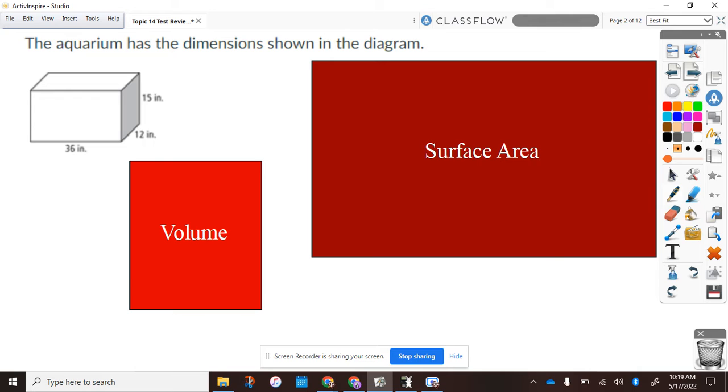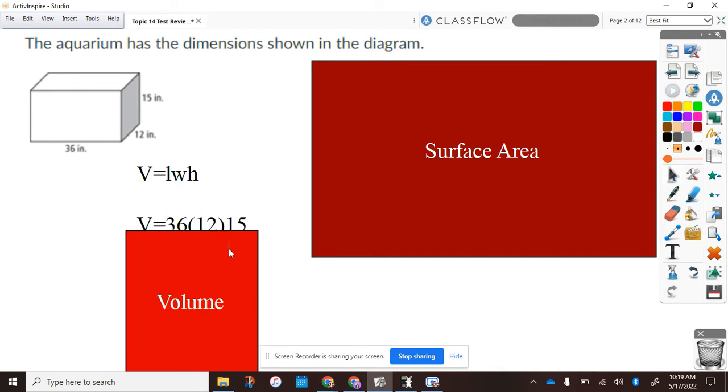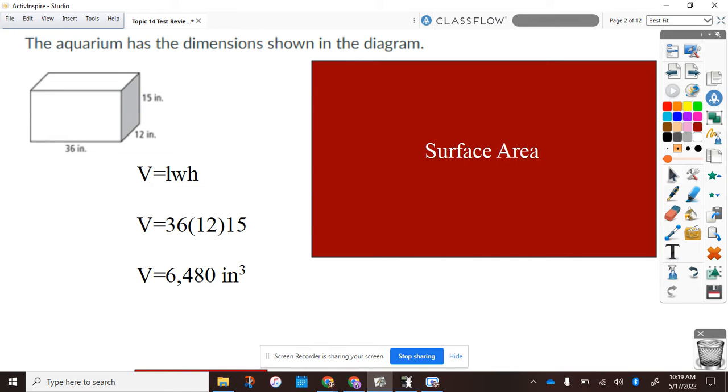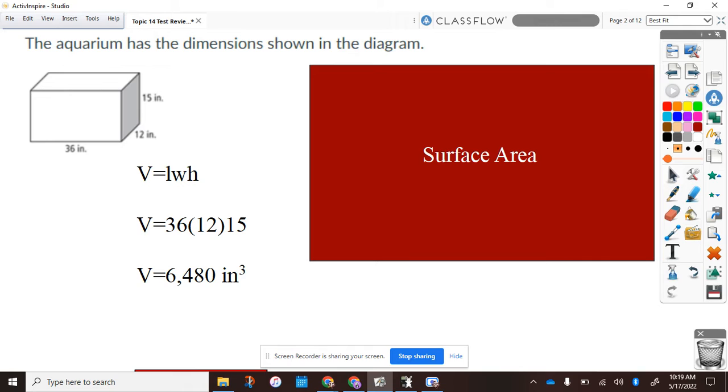Our next one, the aquarium has dimensions shown in the diagram, 36 by 12 by 15. So if we're doing the volume, that is straight up length times width times height. Easy peasy. Length times width times height is just 36 times 12 times 15, and your total is 6,480.